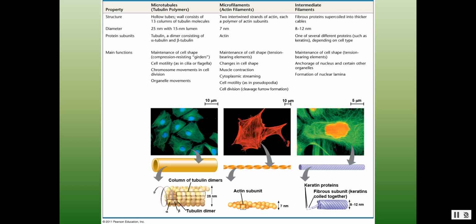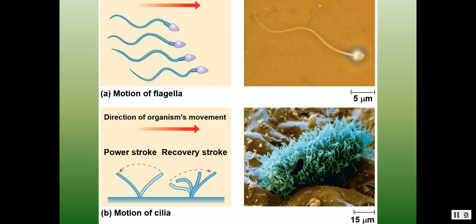Microfilaments: cell shape, muscle contraction, cell motility, cell division. Intermediate filaments, again, cell shape, anchoring things together. It's a little bit more structurally sound. So each one of them has a different function of the cytoskeleton to support the inside of the cell, because the cytoplasm itself is very liquidy, and if there was nothing inside, like an internal structure, the cell would collapse down upon itself.